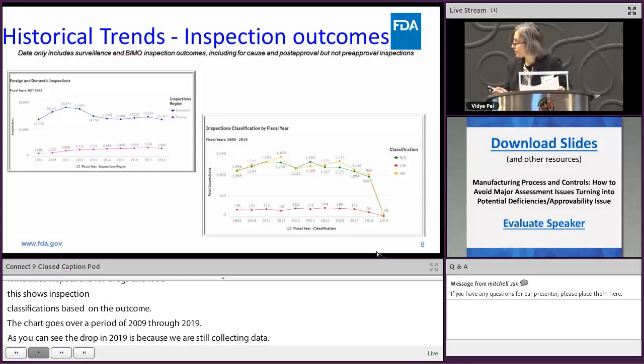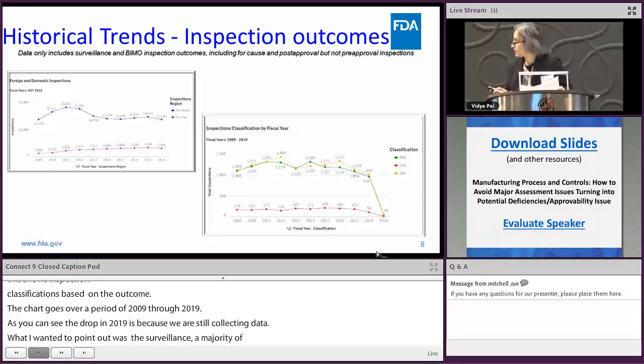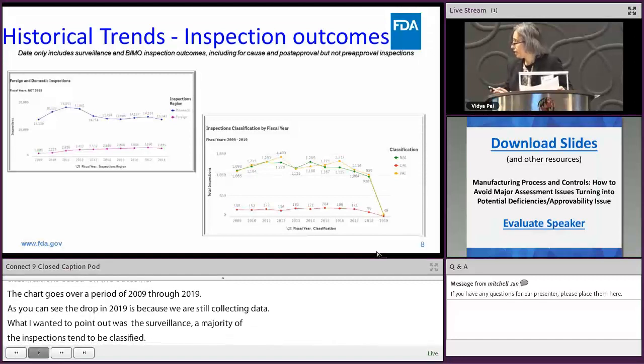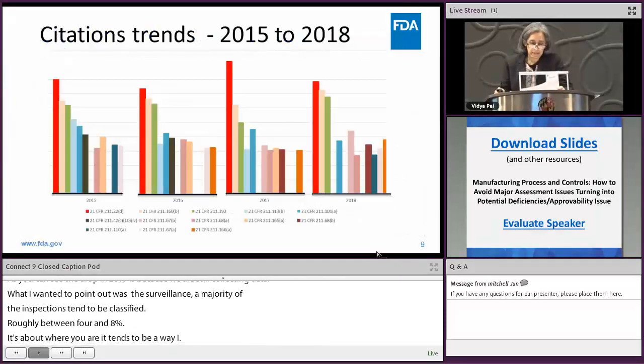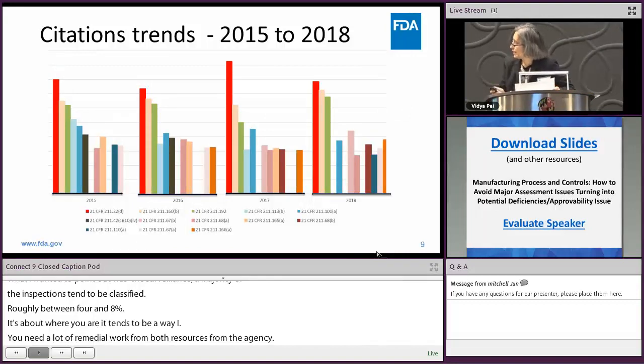A very small fraction of inspections, roughly between 4 and 8%, and it's been varying a bit, but it's about where we are, tend to be OAI and need a lot of remedial work from both y'all as well as the resources from the agency. So a high-level chart that I'm throwing out next really points to the trends in citations between 2015 and 2018.